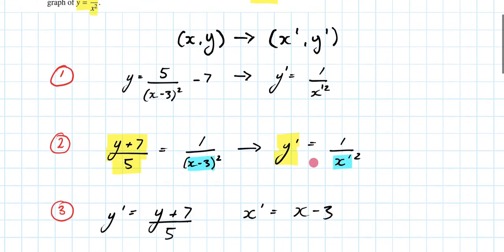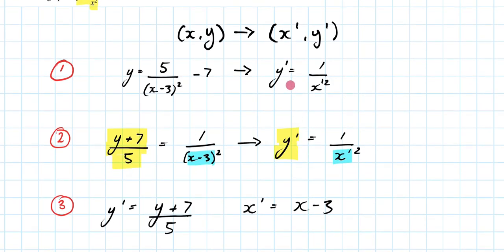Let's scroll up to the top for a second. The aim of the game is trying to figure out what x dash and y dash are. If I can figure that out, then I can figure out what my sequence of transformations is. And as you can see here, I've already done it. I don't even have to rearrange. My y dash is going to be (y plus 7) over 5, and my x dash is going to be x minus 3.